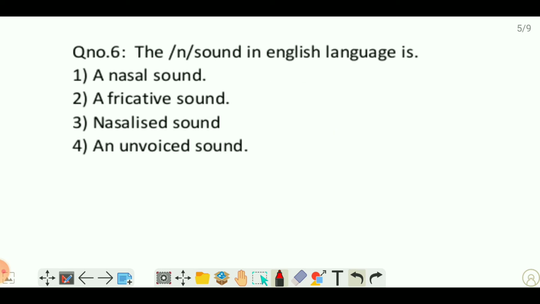Question number 6. The n sound in English language is a nasal sound, a fricative sound, nasalized sound, or an unvoiced sound. The correct option is option number first. It is a nasal sound. A nasal sound is a sound in which the oral cavity is blocked and the air passes through the nose. And a nasalized sound is a sound in which some of the air passes through the nose and the rest of the air comes out through the mouth. No sound in English is a nasalized sound.